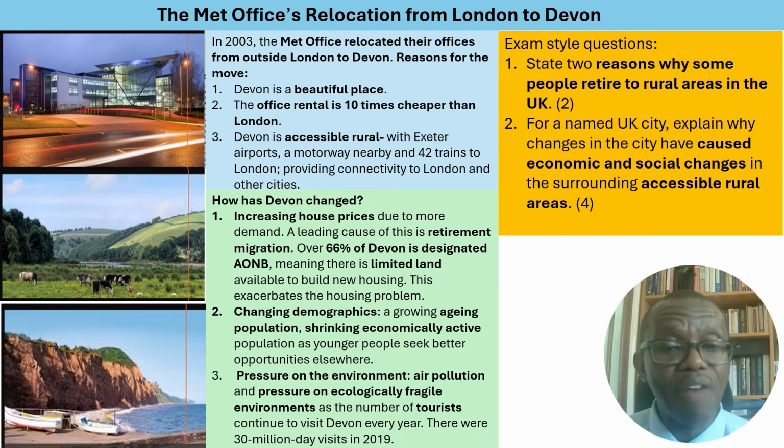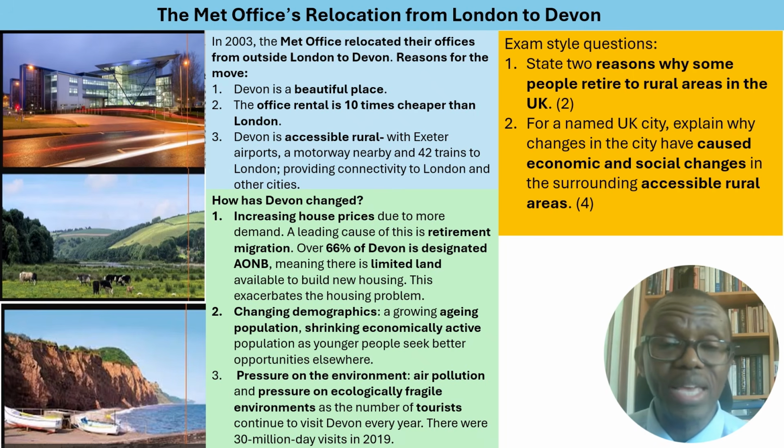Then lastly, we have pressure on the environment due to air pollution. And obviously there's also pressure on ecologically fragile environments. And of course, the impact in terms of air pollution is as a result of the number of visitors that visit Devon every single year. In 2019, there were 30 million day visitors to Devon, which again implies a lot of air pollution because a lot of these visitors arrive by car.